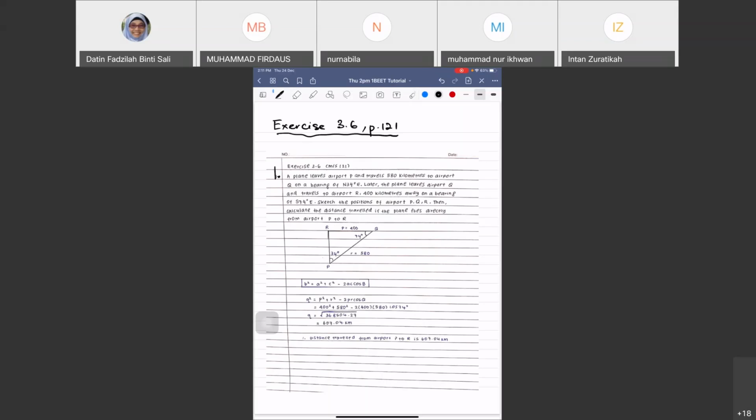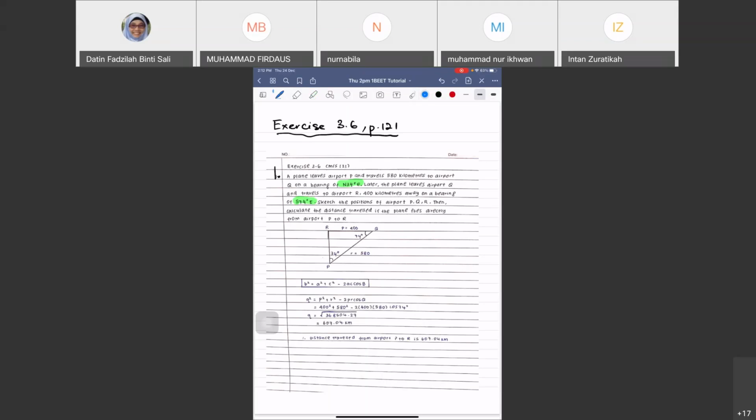Now if we look at the first question, first of all, it's about bearing. So how do we actually draw a bearing? Maybe this is just a review session, to refresh your memory. For example, in this question, you have north 34 degrees east and south 74 degrees east.